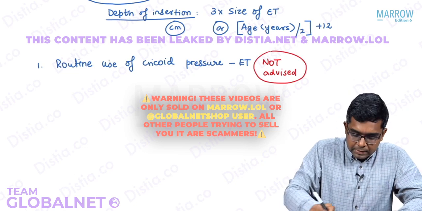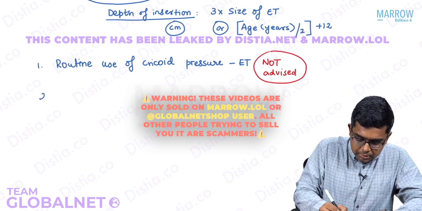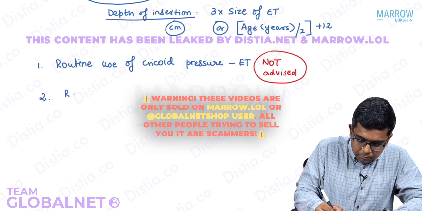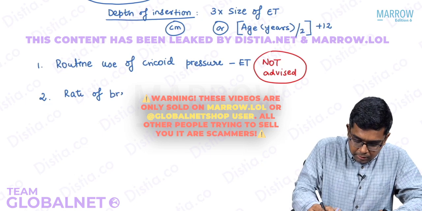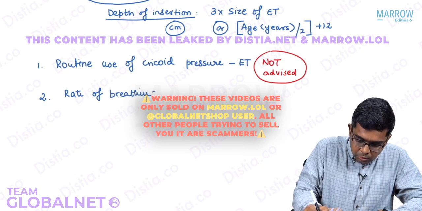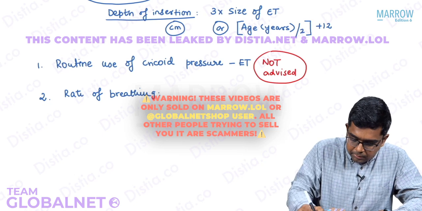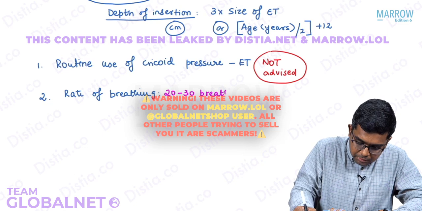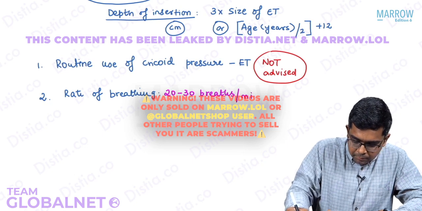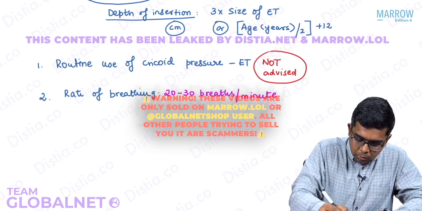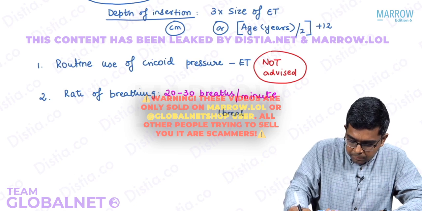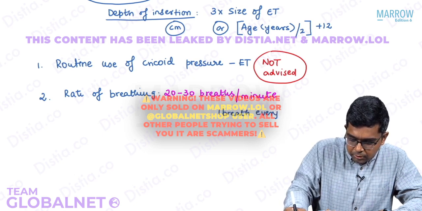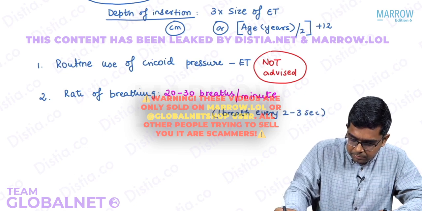Okay, that is the first thing. Second thing which they have recommended is the rate of breathing or rate of ventilation. It is 20 to 30 breaths per minute, which is roughly 1 breath every 2 to 3 seconds. That is the second recommendation.